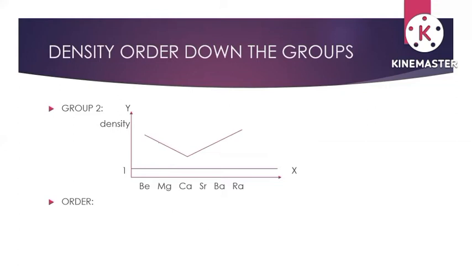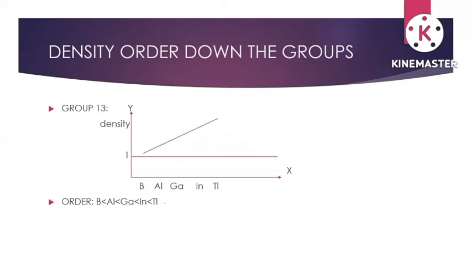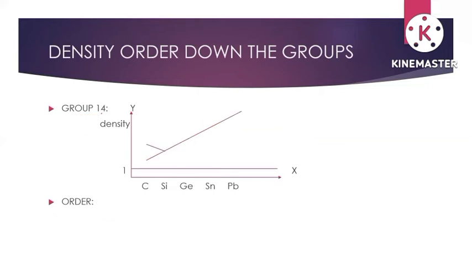In group 2, we have a graph like this. After beryllium, magnesium and calcium have the lowest density, and then it increases over here. So the order will be like this. In group 13, we can see the order is very regular. In group 14, we can see that there are two carbons given, one is carbon diamond and one is carbon graphite. Carbon diamond has higher density than silicon, but carbon graphite has lower density than silicon. So you can look over here.